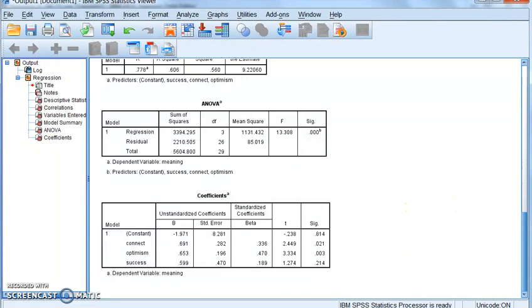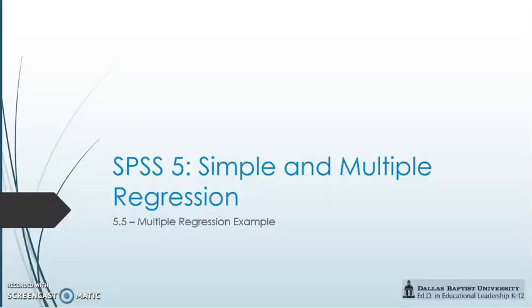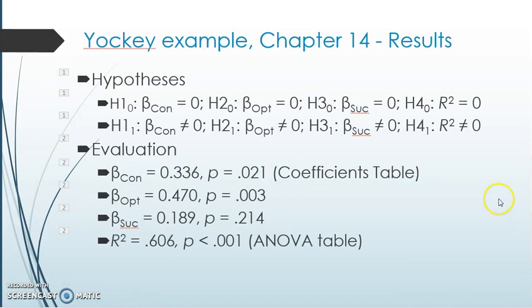So let's go back to the PowerPoint presentation and see how we'd interpret these results. So we have our 4 hypotheses that I put out there at the beginning. Is connectedness related or predictive of meaning in life? Is optimism predictive of meaning in life and success, academic success? And then this one, recall, is about our overall model.